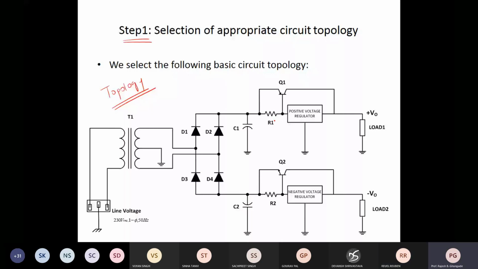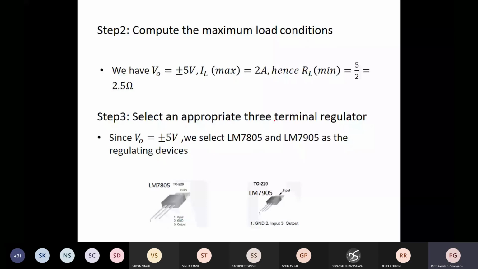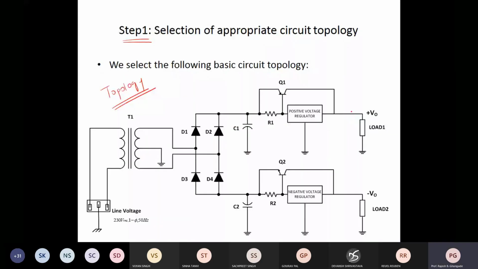Yes, sir. Okay. So step 2, the very first, second step is we have output as plus minus 5 volts, load current as 2 amperes. So we calculate. Okay, tell me one thing. Of course, you have not done power electronics properly at the same time. Is this a component which you are supposed to select? No, sir. It is not a component. Load is not a component.